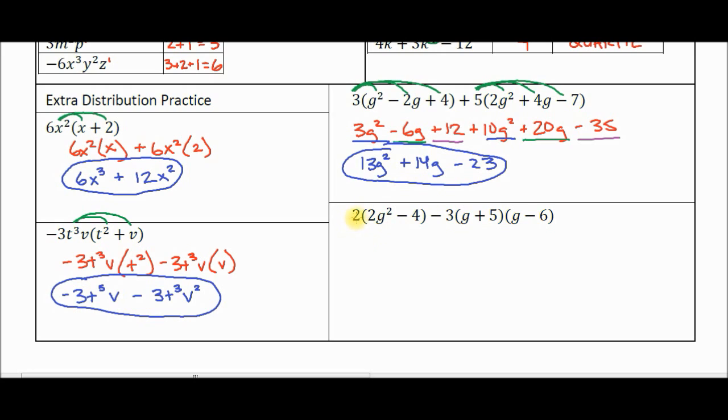Well, this first part is not so difficult. Monomial times a binomial. We know that process. Distribute the 2 to the first term and the 2 to the second term. And we're going to end up with 2 times 2g squared is 4g squared. And 2 times negative 4 is negative 8. Alright, now here's where the difficulty comes in. A couple things we're dealing with here.